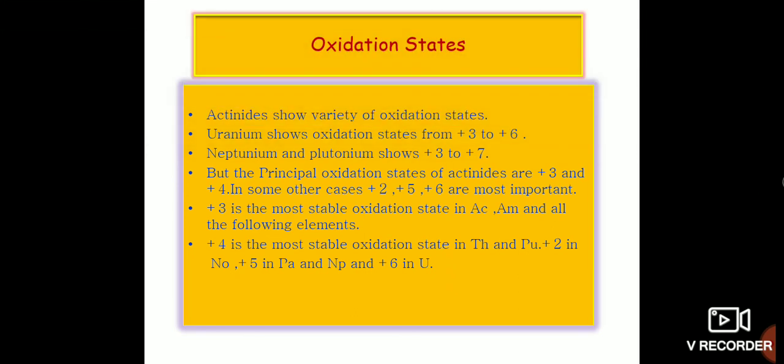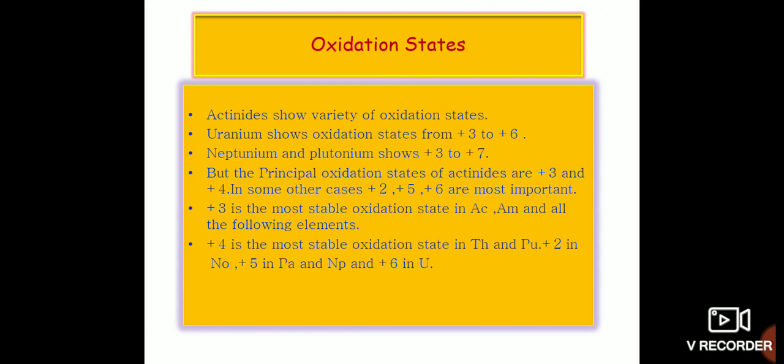Coming to the oxidation states, actinides show a variety of oxidation states. There is a little similarity between d block elements and actinides, because here also we can see a variety of oxidation states. Uranium shows oxidation states from +3 to +6, whereas neptunium and plutonium show oxidation states from +3 to +7. But the principal oxidation states of actinides are +3 and +4, whereas in some other cases +2, +5, +6 are most important. And +3 is the most stable oxidation state for actinium, americium and all the elements following them.